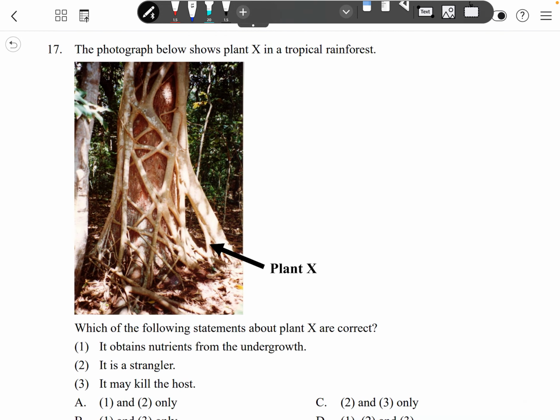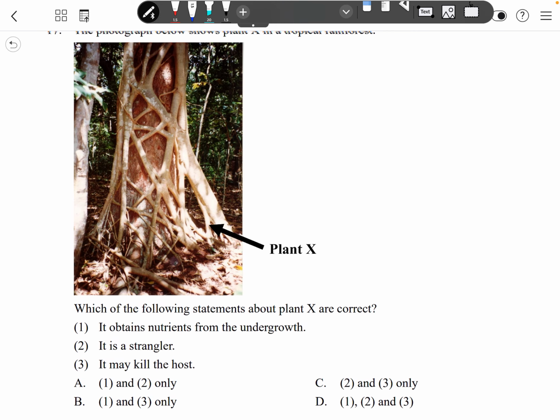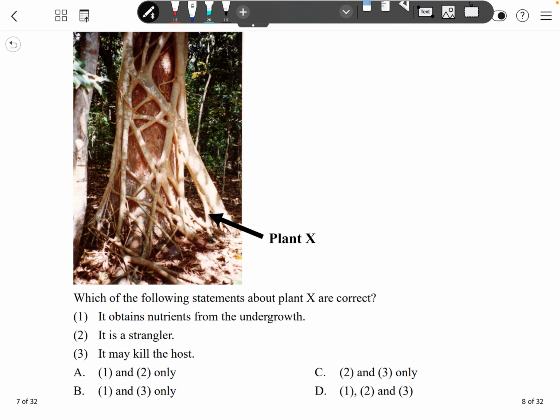The photograph below shows plant X. Which of the following about plant X is correct? It obtained nutrients from the undergrowth. No, it did not get the nutrients. So it's a strangler. Okay, 絞殺植物. It will kill the host plant. Okay, 纏住佢啦. So it will obstruct the photosynthesis of the host plant. So the answer should be C.